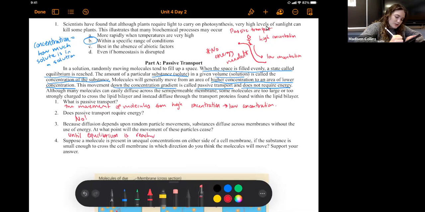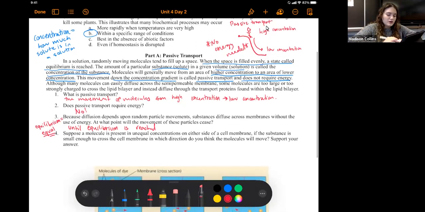And when we're talking about equilibrium, the word equilibrium kind of sounds like equal. And that's because we're talking about equal amounts of particles spread across the entire area. Okay, so those particles are going to keep moving until equilibrium is reached. Now that will make a little bit more sense once I show you guys a picture at the very bottom. So I'm gonna put a pause on that thought.